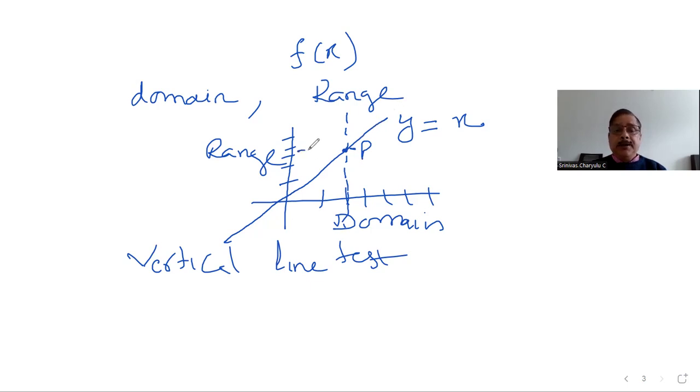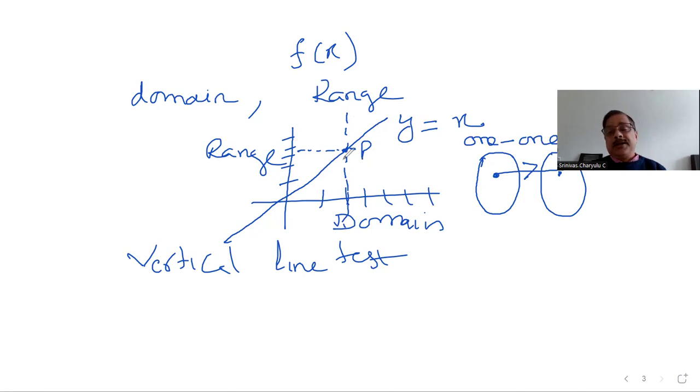Let us understand what it means. At P, there is one x coordinate and one y coordinate. What does it mean? It means that the point in the domain has a unique image in the codomain. That is the meaning of this. So this function is called one-to-one. So if the function clears this vertical line test, you can confidently say that this is a continuous function, and all the points in the domain have unique images. This is called one-to-one.